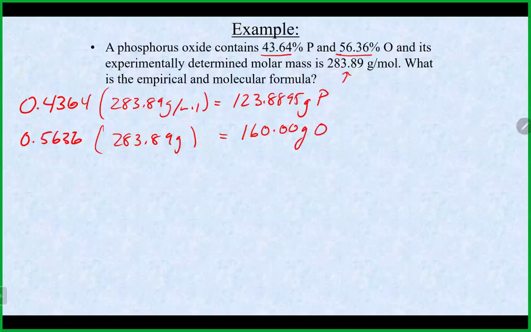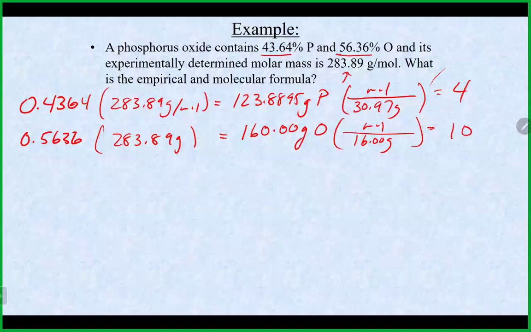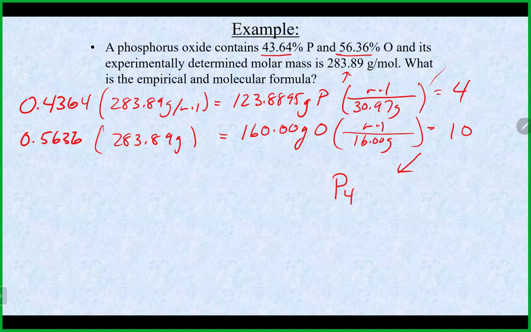Now that we have the grams of each of these that make up the molecular formula, we could divide each by the molar mass, 30.97 grams per mole, and 16 grams per mole. If I do that, 123.8895 divided by 30.97 looks like a 4. I'm going to take 160 divided by 16. That looks like a 10. Just go with an O there. That would give me my molecular formula right off the bat.